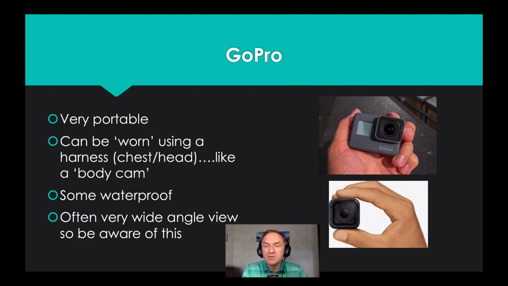So GoPro is something that you hear a lot of people mention, very portable. We can wear these cameras using a chest or head harnesses. So it's kind of like having a body cam, and some are waterproof. So a huge opportunity here that you could use these devices for recording specific things. I found when I used it, it had a very wide angle view, the model I used. So just be aware of it. It has huge benefits, but it's good to be aware of that.